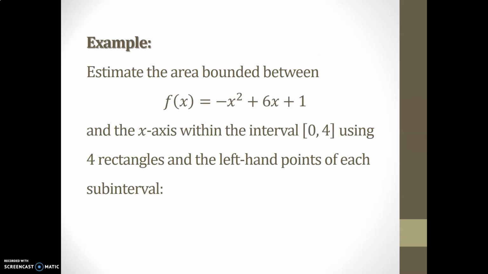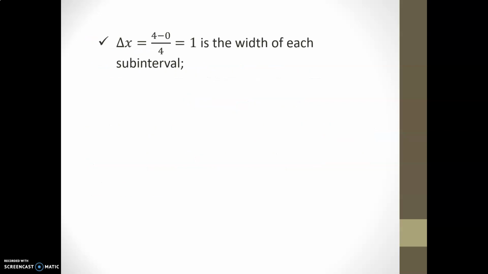For example, let's estimate the area between the parabola minus x squared plus 6x plus 1 and the x-axis within the interval 0 to 4 using 4 rectangles. And at first we're going to use left-hand points from each subinterval. So delta x would be 4 minus 0 over 4, which is 1.